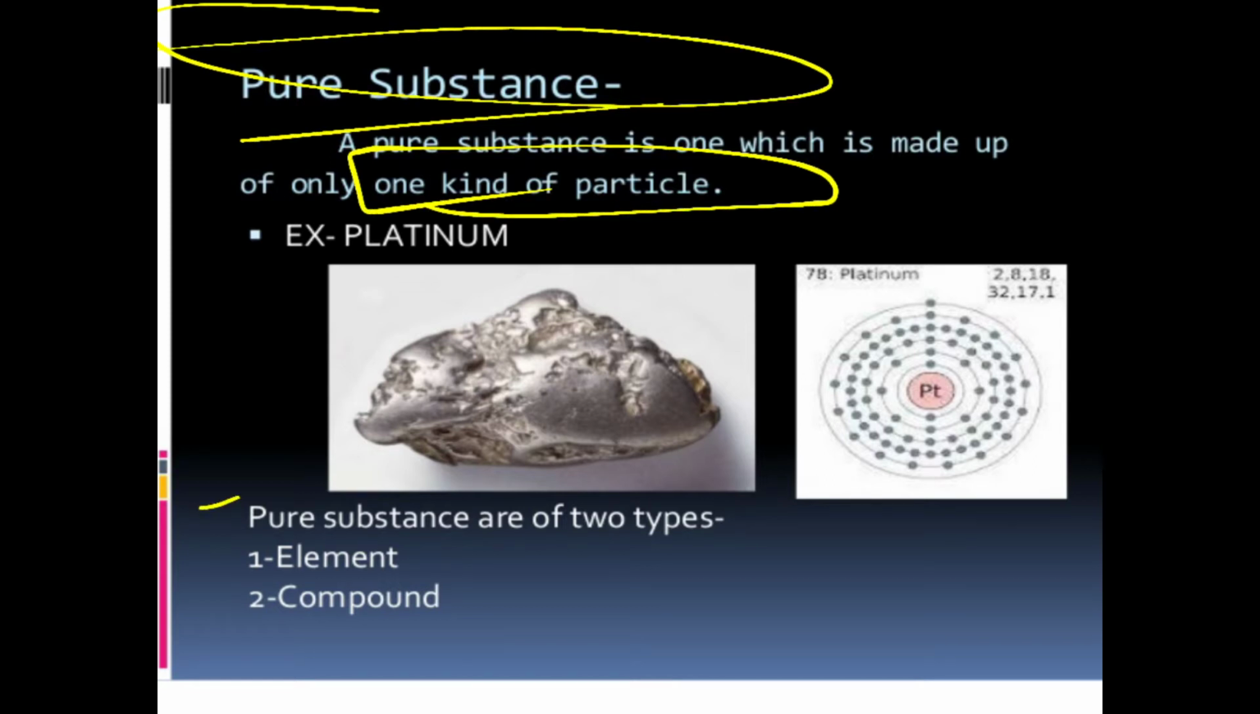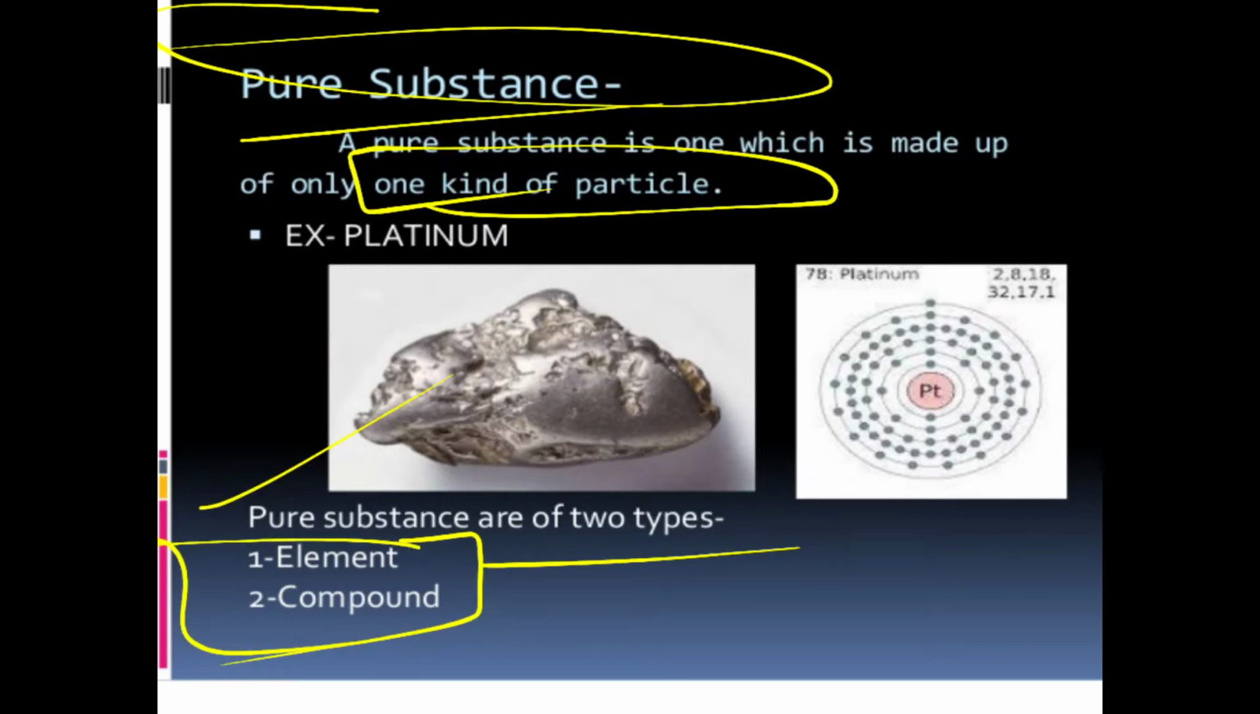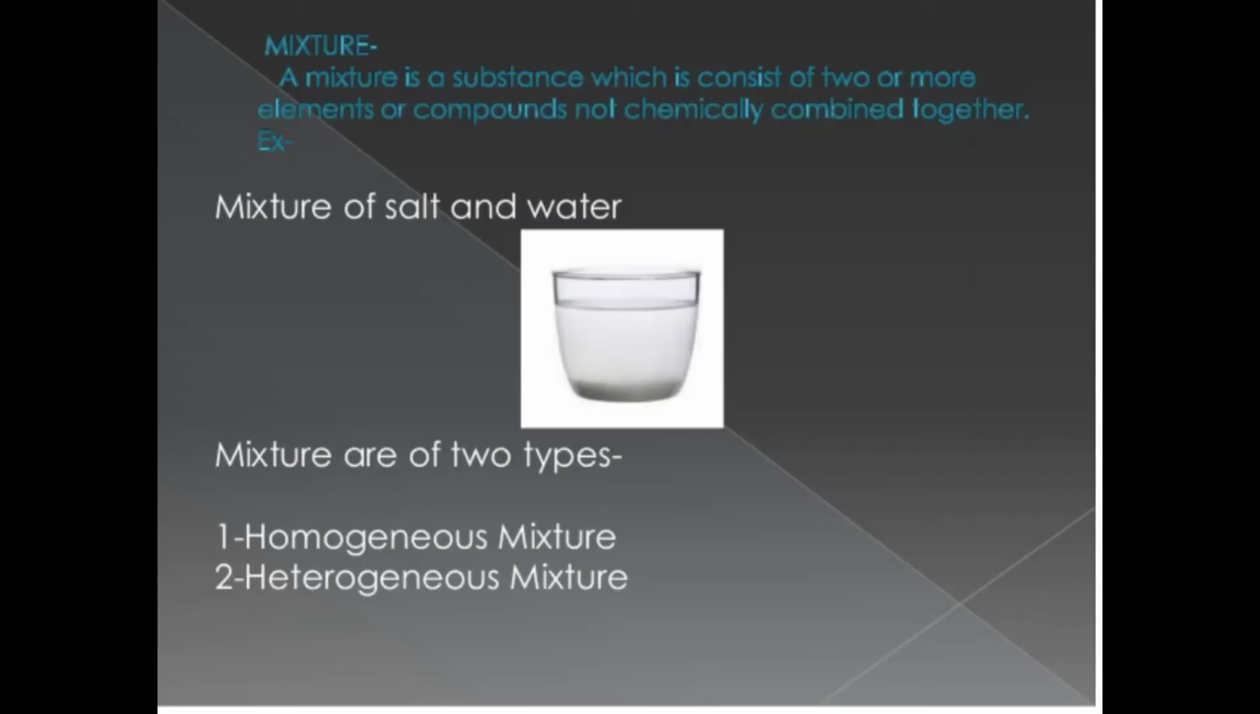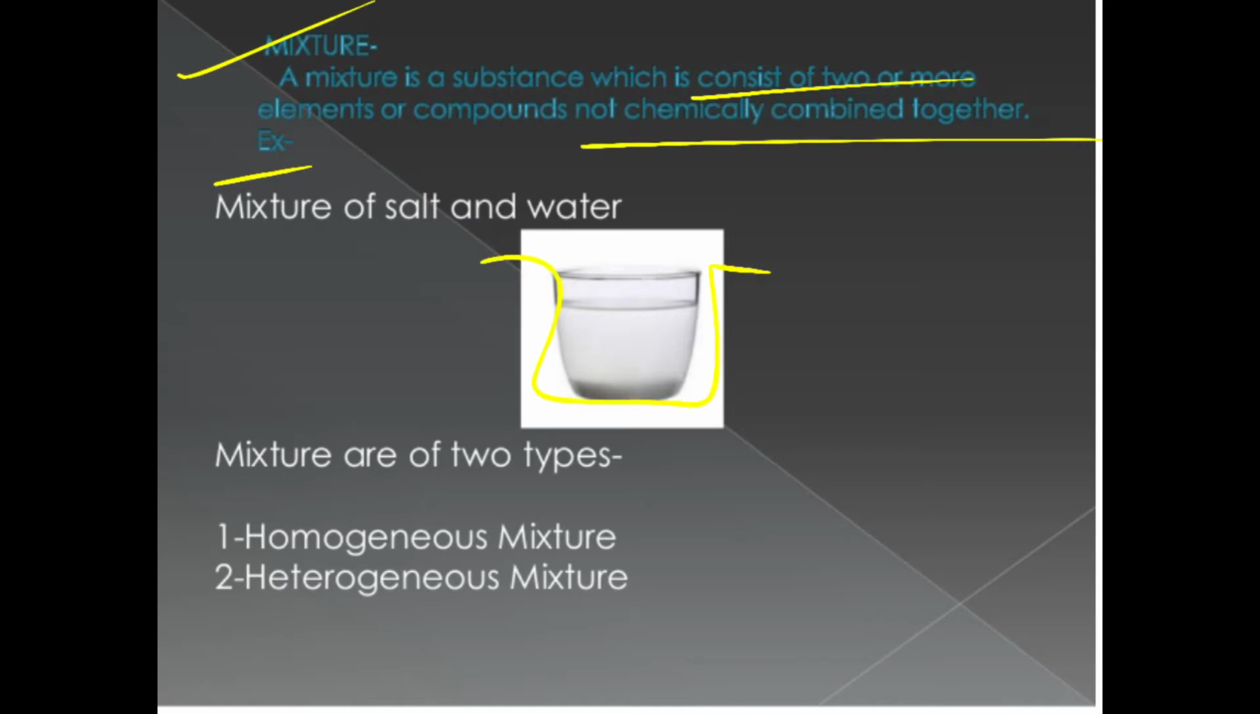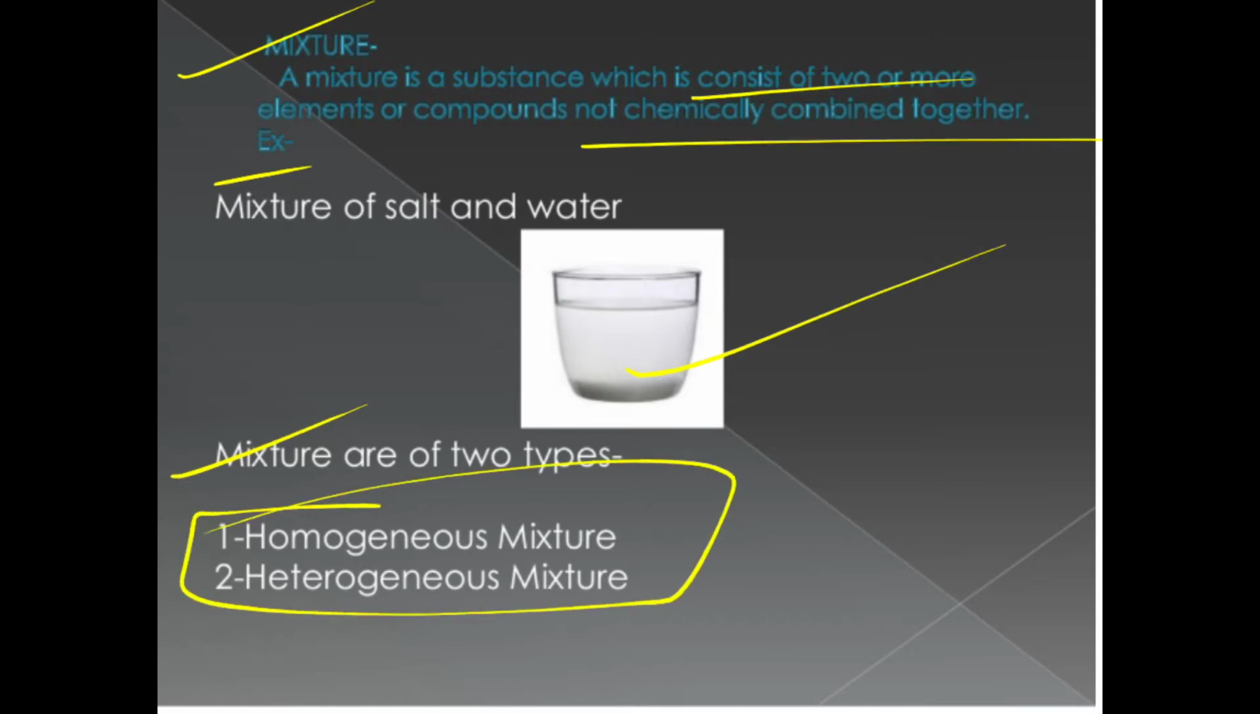Here the pure substances are further divided into elements and compounds. Then mixtures. What are mixtures? A mixture is a substance which consists of two or more elements or compounds, and they are not chemically combined. For example, just take the example of salt and water. Mixtures are again divided into two parts, homogeneous and heterogeneous.